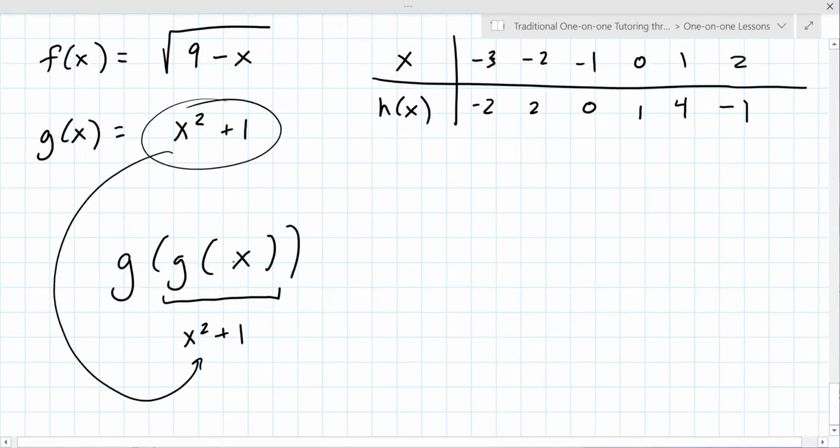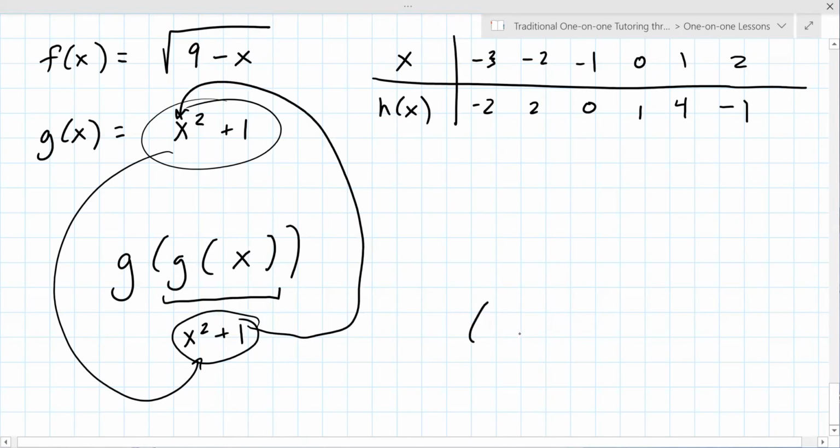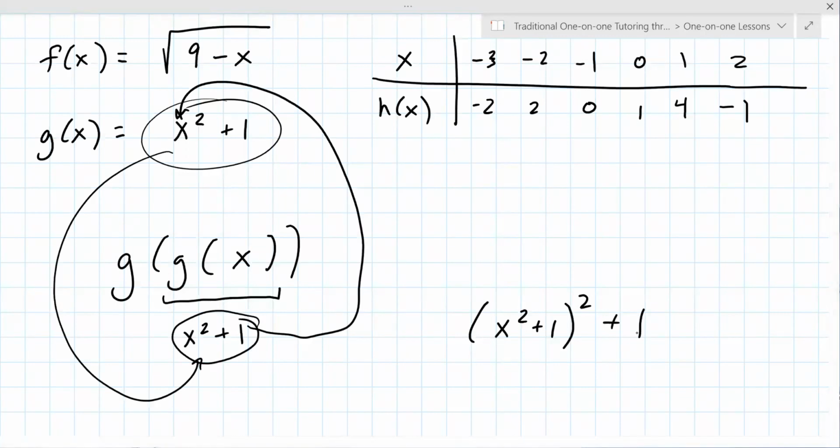You're used to seeing a number there, but it could be just a function. So g of that means to take x squared plus 1 and put it back in wherever you see an x. Okay. So that's x squared plus 1 squared plus 1. Have you seen that? Is that okay? I'm a little confused by that.